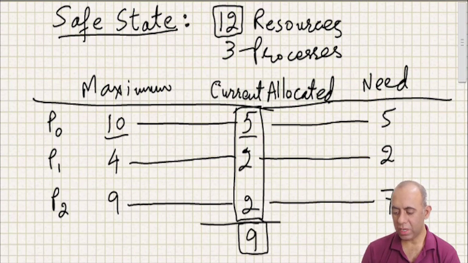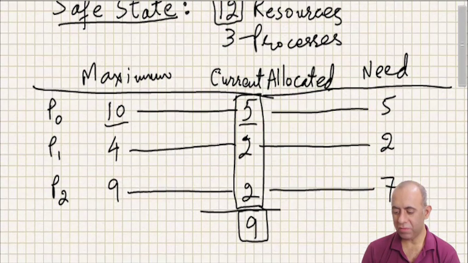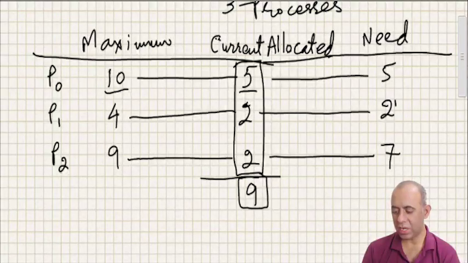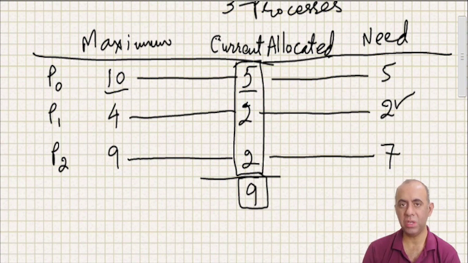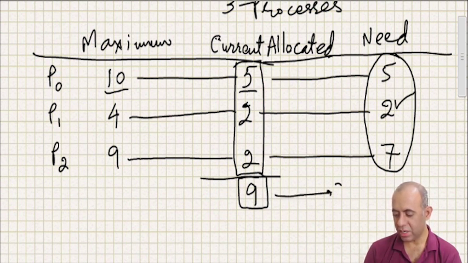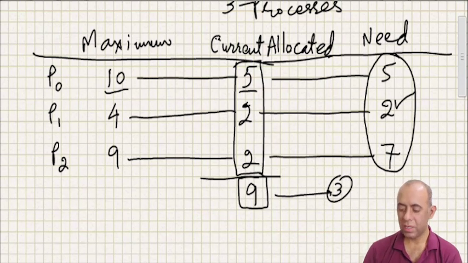So can we meet the need of any of the processes? Yes, we can meet the need of process P1 because it only needs 2 resources. If there was no process whose need we could meet using the currently available instances, which is 3, we would say there's a deadlock. So we can say that I can meet the need of process P1.